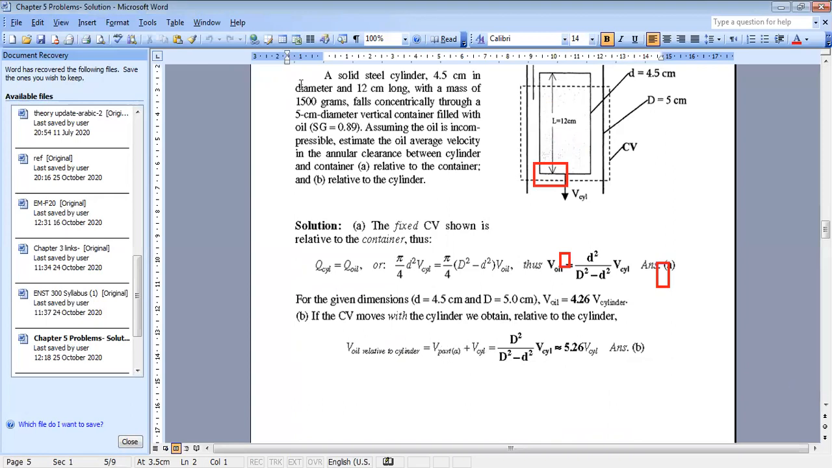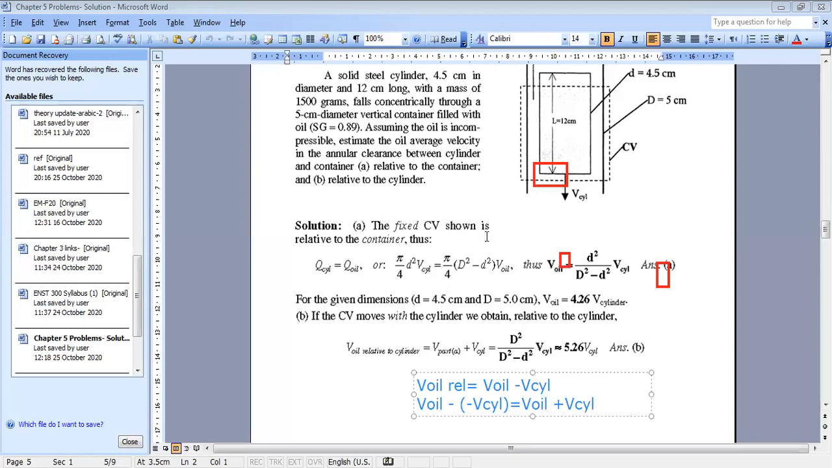Why did they do plus? Because the formula here is V oil relative equals V oil vector minus V cylinder as a vector. They are all vectors. But because V oil is up and V cylinder is down, when you apply along the upward direction, you will get V oil minus V cylinder, which will give you V oil plus V cylinder. And this is along positive y. Just to not confuse, these are vectors here.